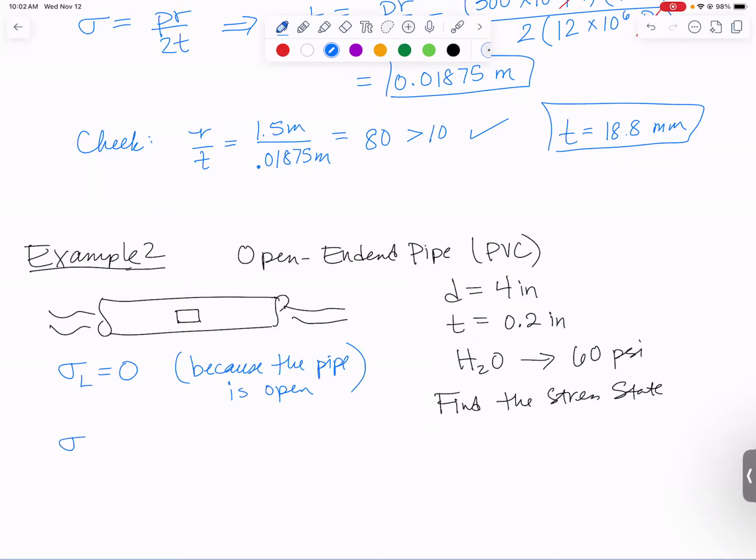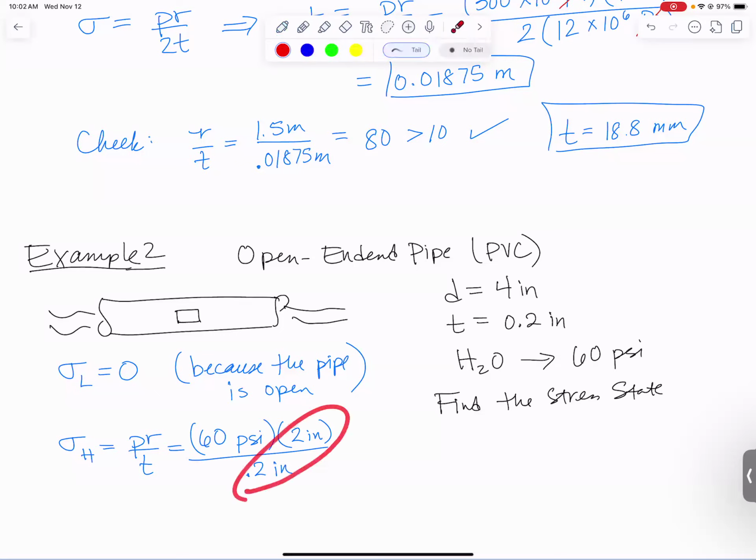Hoop stress, our equation was PR over T. Pressure was 60 psi. They give us the diameter, so divide the diameter in half, you get 2 inches, and we divide it by the thickness, 0.2 inches. Can you see that this is right on the limit, that 10-to-1 ratio for radius and thickness? We solve that and we end up getting that the hoop stress is 600 psi.